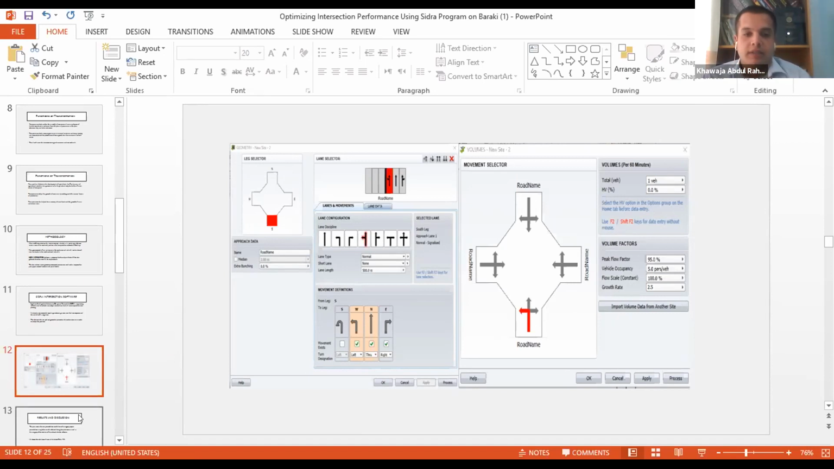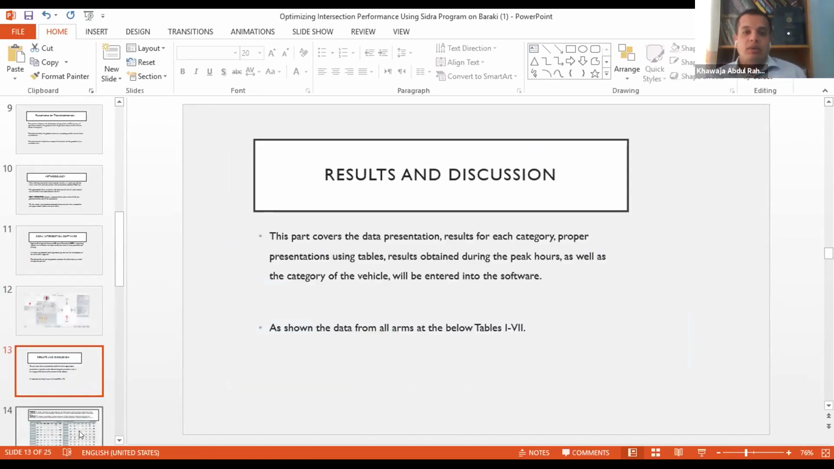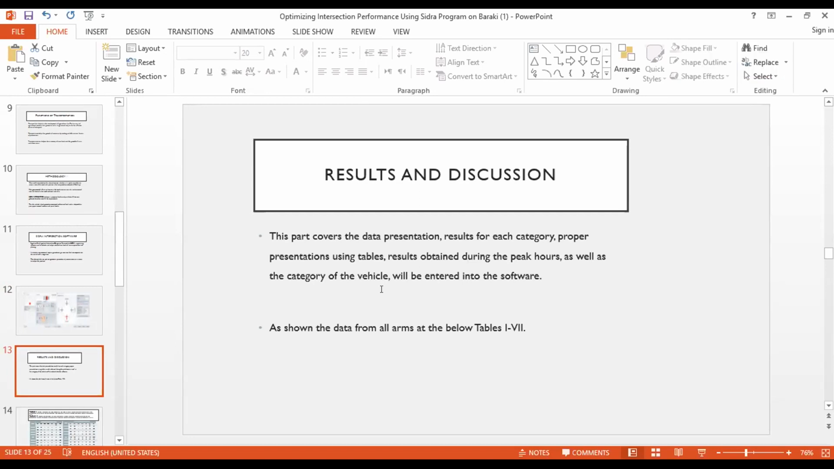growth rate. In the result and discussion, this part covers the data presentation result for each category, with proper presentation using tables. Results obtained during the peak hours, as well as the category of the vehicle, will be entered into the software, as shown in the next slide.